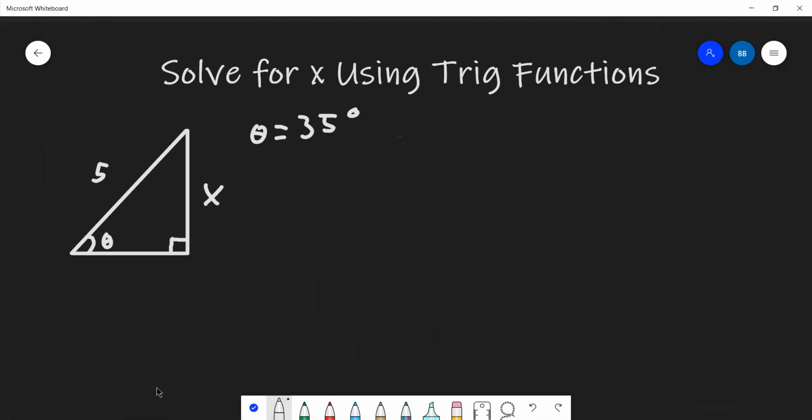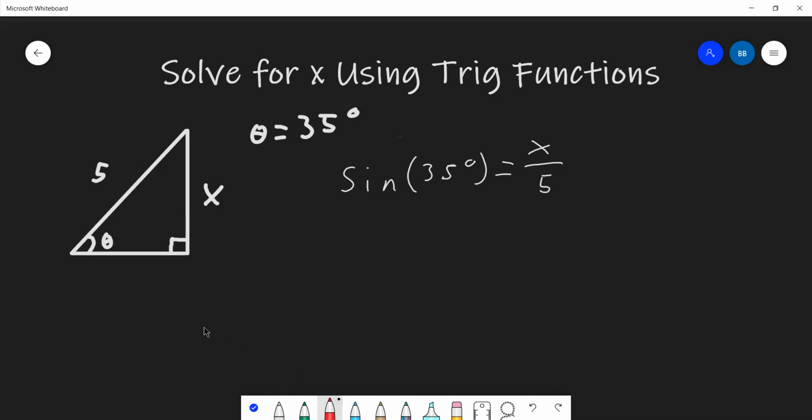Okay, so now let's work on it together. So again, we are looking at this angle. We're trying to find this side. We're given the hypotenuse. So which trig function involves this hypotenuse and this side, which is opposite of this angle? Well, the correct one will be sine, because sine is opposite over hypotenuse. So we have the opposite. So sine of 35 degrees will be equal to opposite, which is x, over hypotenuse, which is 5.